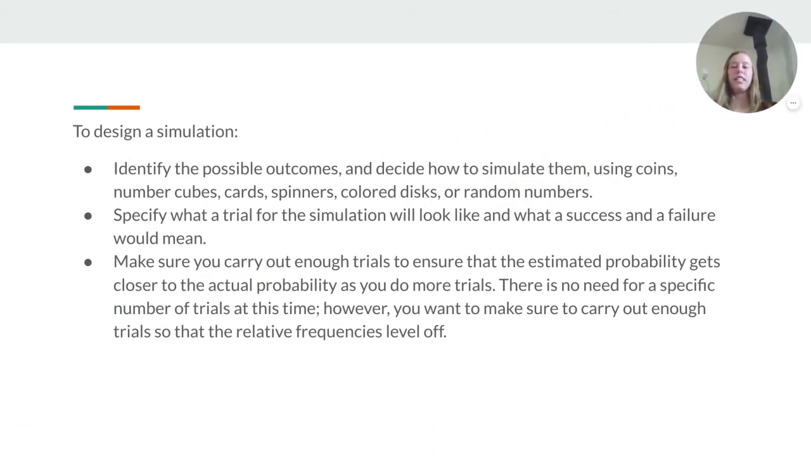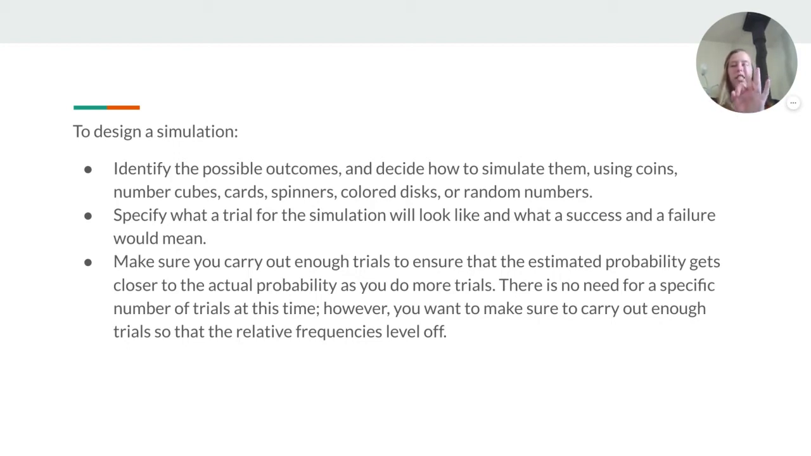So to design a simulation, you first need to identify the possible outcomes. So that's one step. Then decide how to simulate them. So using coins, number cubes, cards, spinners, colored discs, random numbers. Sometimes multiple of these will work. Other times you might only have one option or two options.